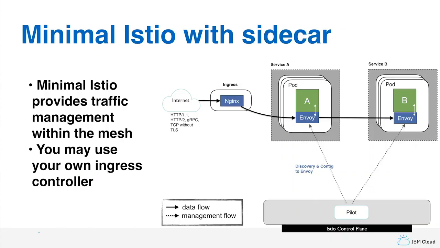You can also run Istio with your existing Ingress resource, so the Ingress resource controller. If you prefer Nginx, you can always start with that. There's no problem with that. You can run the Envoy sidecar on your services and still get the benefit of the mesh.